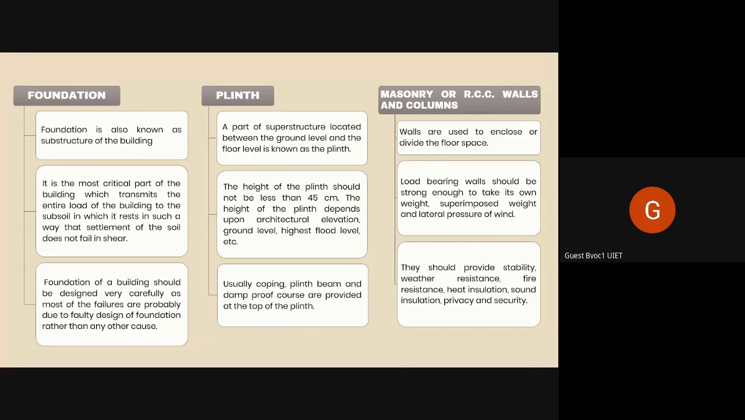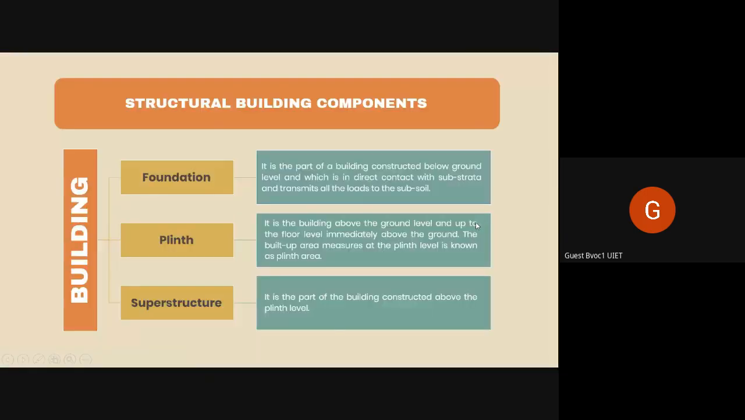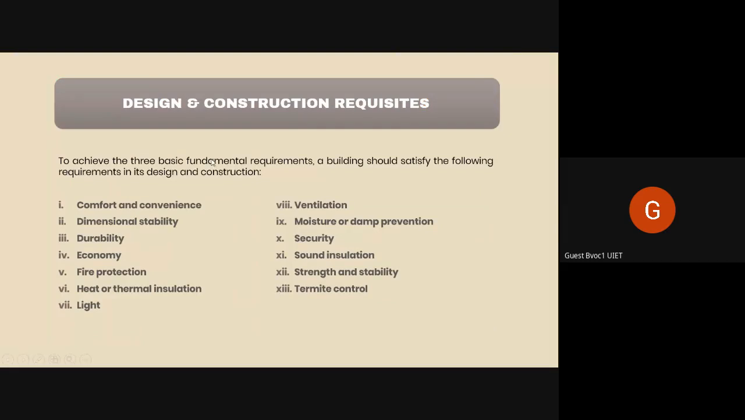Then walls should provide stability, weather resistance, fire resistance, heat insulation, sound insulation, privacy and security. Okay, this goes back to all of the things that we discussed over here. The basic requirements of a design or of a construction. One is comfort and convenience. If your house doesn't have any walls, you won't be comfortable or at convenience, right? And if there's no walls, there will be no fire protection, no heat protection, and no sound insulation. आपको बाहर जो जैसा भी मौसम है, you'll have to bear that.